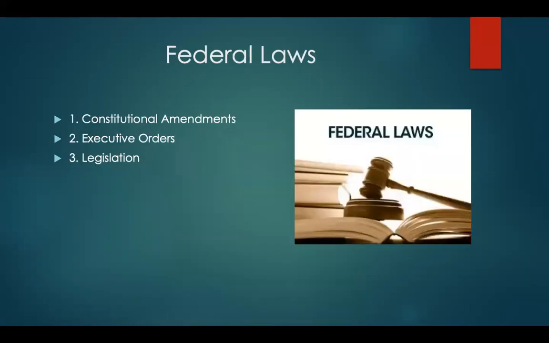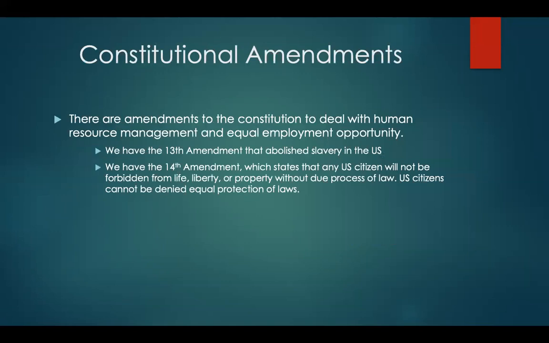To help create equal employment opportunity, the federal government has established federal laws through constitutional amendments, legislations, and executive orders. The first federal law we will be discussing is constitutional amendments. There are two amendments to the U.S. Constitution that deal with human resource and EEO.